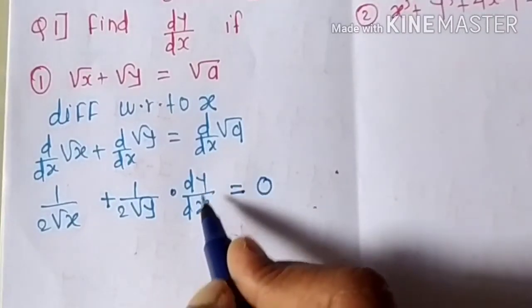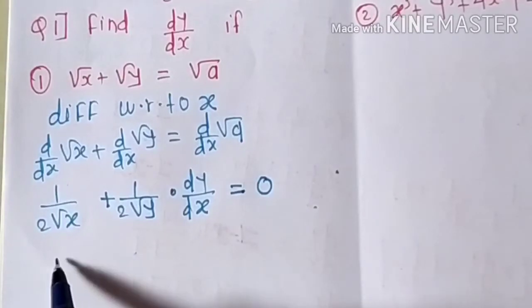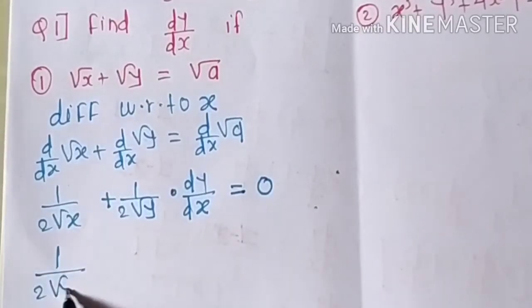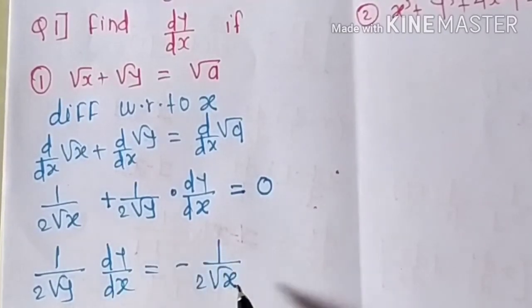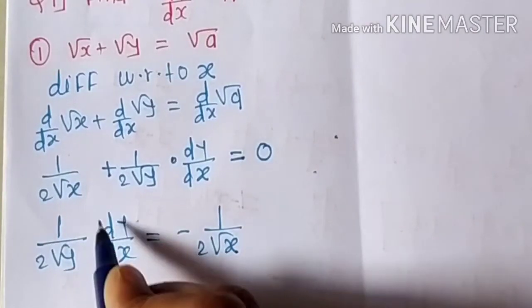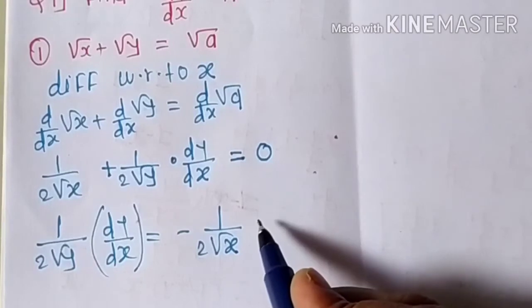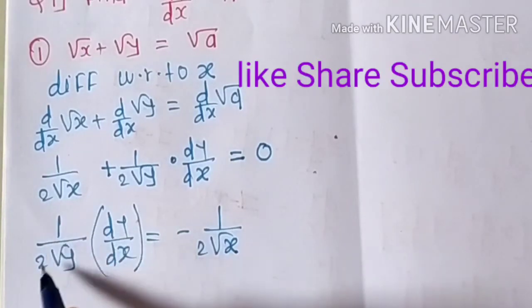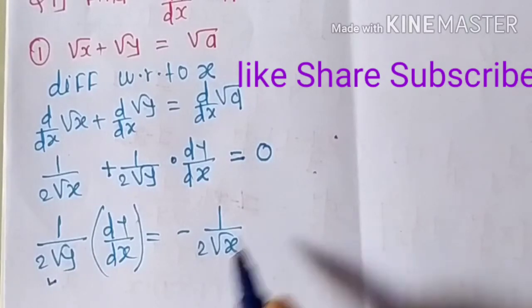Then we have to find the value of dy by dx. For that we compare this term equal to 0, then we get 1 upon 2 root y into dy by dx is equal to minus 1 upon 2 root x. Then, in order to find the value of dy by dx, we have to transfer this 1 upon 2 root y term to the right-hand side, where it becomes the reciprocal. It was multiplicative, so when we transfer it, it is divided.